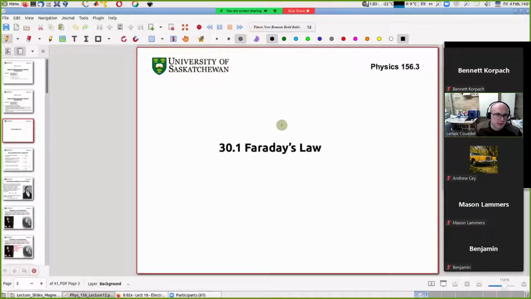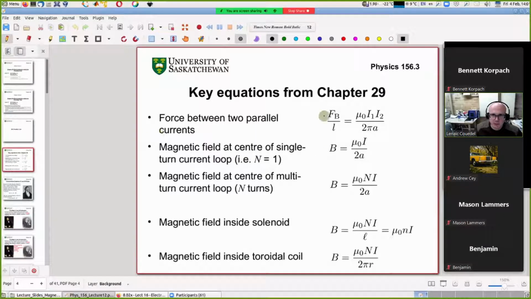So first, Faraday's law. Before we jump into explaining what Faraday's law is, I just want to remind you of the key equations we've seen last time. Basically, last time we were linking the existence of magnetic field through flowing currents. Flowing currents are due to electric field. We have seen the force between 2 parallel currents. The force per unit length, F_B over L, is equal to μ0 I1 I2 divided by 2πa. I1 is the first current, I2 the second current, and a the distance between the 2 parallel currents. If I1 and I2 are flowing in the same direction, then the force is attractive. Here they're flowing in opposite directions, so the force is repulsive.